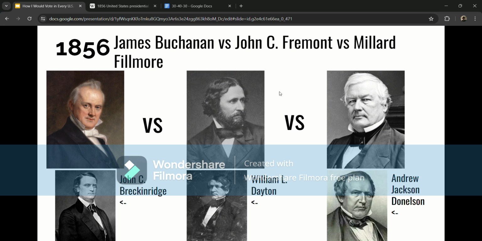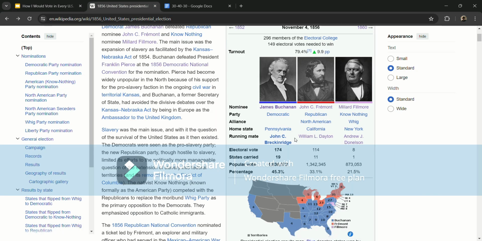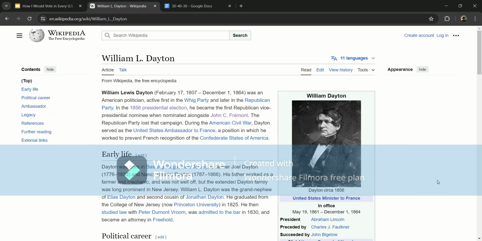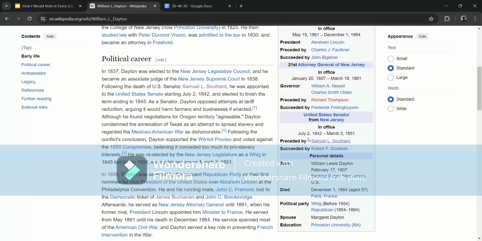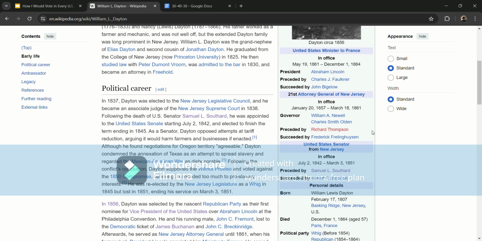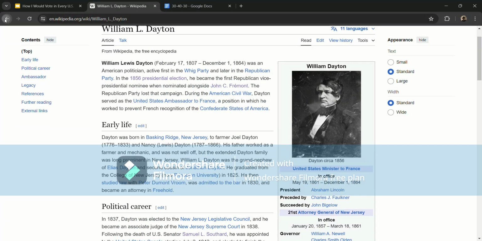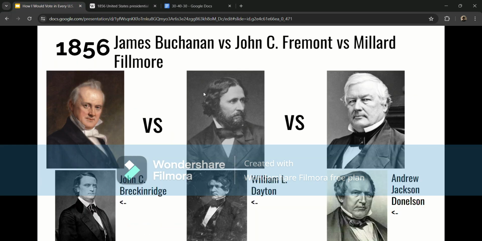So again, platform wins for me. Definitely more in touch with issues of the American people at the time than Buchanan was. And I mean, just look at this beard. That's an awesome beard. His running mate was William L. Dayton. Not a super experienced candidate, but was a Northerner. Was senator from New Jersey. Had not been in office for 5 years. Definitely not super impressive in my eyes, but hey, you got to get something somewhere.